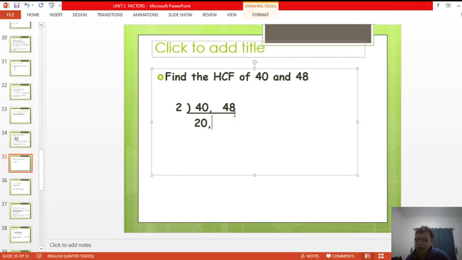Again, you have to think of a number that you can divide both numbers by. If you cannot divide it, that means you don't do anything. So how about 48? 48 divided by 2 is how much? 24, right? So again, 40 divided by 2 is 20, and 48 divided by 2 is 24. So again, write the reverse division sign.